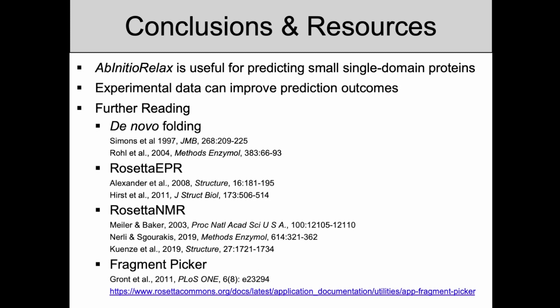I would also encourage you all to read the fragment picker paper, because that has a lot of details as to how you can improve your prediction outcomes just by changing which fragments you're going for.